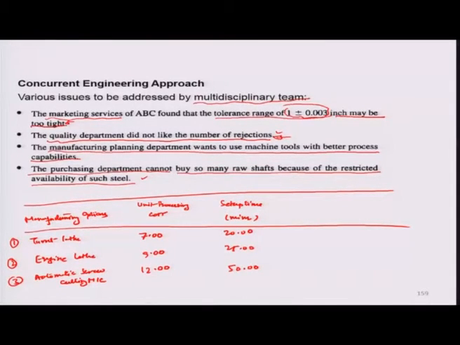Okay. We also have data from the manufacturing planning related to the unit processing time of the components on these machines. So they are not similar. The turret lathe would be able to produce a component in, for example, 1.00 minutes, whereas the engine lathe would be much faster. It will produce in about 0.8 of a minute, about 48 seconds. And then the automatic screw cutting machine would be able to produce this in about 42 seconds, about 0.7 of a minute.